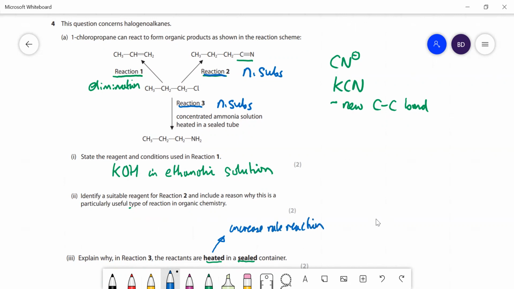Why is it going to be sealed? Well, it's because NH3 is a gas. And if you heat its aqueous solution, a concentrated aqueous solution, the gas will be lost from the reaction vessel. And of course, you couldn't use a reflux condenser because it's a gas, it's not a volatile liquid, it will just go. It's got to be sealed.